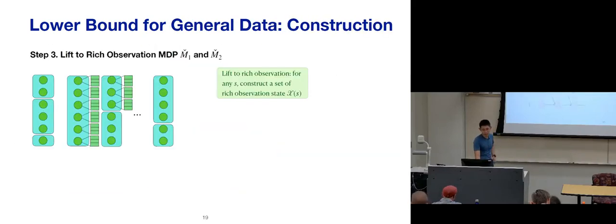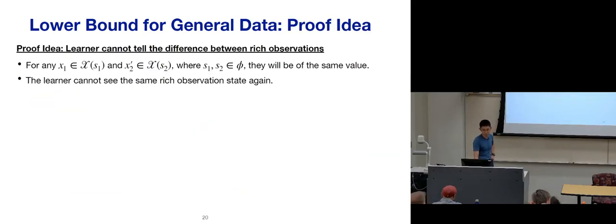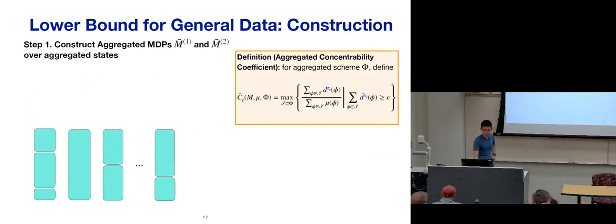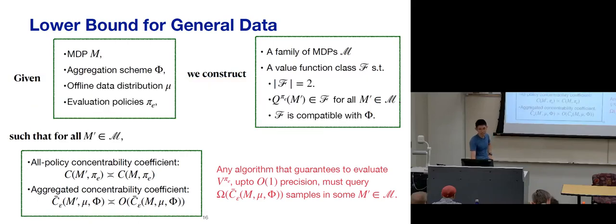If you remember the previous theorem we showed, for any aggregation scheme and MDP, we can get a lower bound. So we can choose the aggregation scheme to be one with a large aggregated concentrability coefficient. That's the one that is desirable for an exponential lower bound. We can definitely choose a different aggregation scheme with a smaller concentrability coefficient, but that's not what we want.